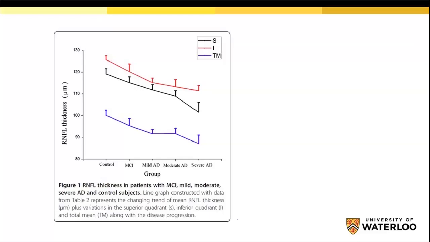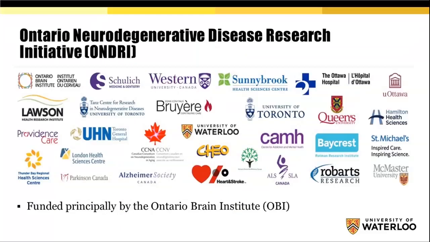Next slide, please. So the ONRI study, which I've already mentioned, is a huge study. There's more than 50 co-investigators on the study, and it's principally funded by the Ontario Brain Institute. It represents a collaboration of a huge number of institutions as well. Next slide, please.